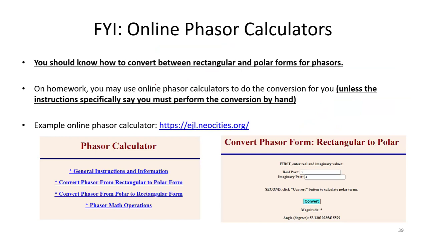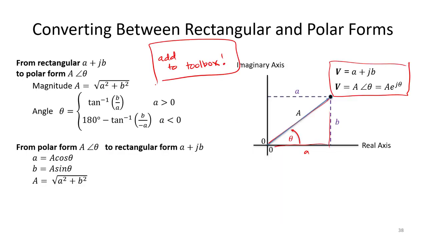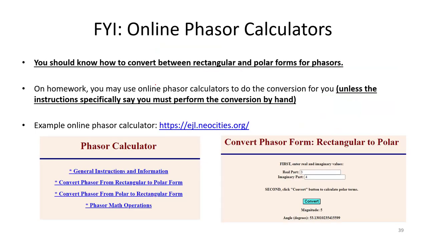One other very important thing is that I certainly expect you to know how to use our equations to convert between rectangular and polar forms. So definitely know the equations on this previous slide. But I also understand that it's tedious to do that calculation over and over. So on homework, you may use online phasor calculators to do the conversion for you. Again, the caveat is, unless I specifically tell you you must perform the conversion by hand, I will allow you to use an online calculator to help.